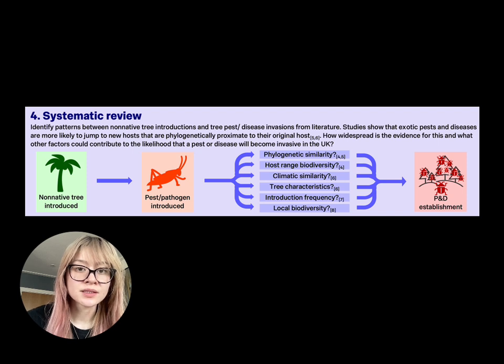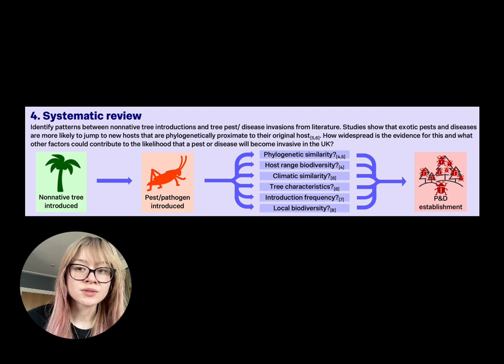I've also been conducting a systematic review to see what the current research on this topic is. The current consensus is that more phylogenetically similar tree species have a higher risk of introducing exotic pests or pathogens that will invade native flora. However, I want to know how widespread this evidence actually is.